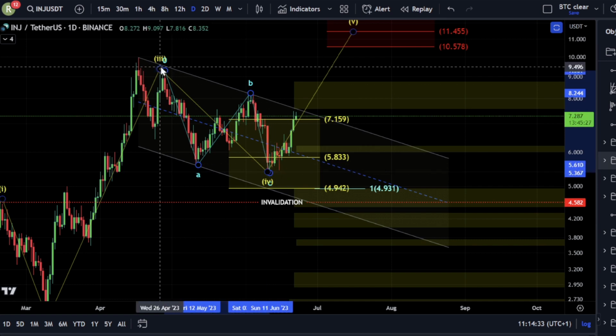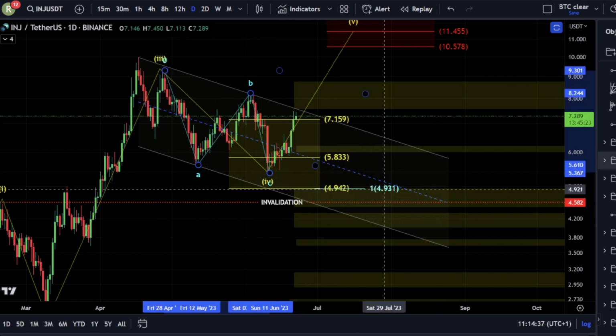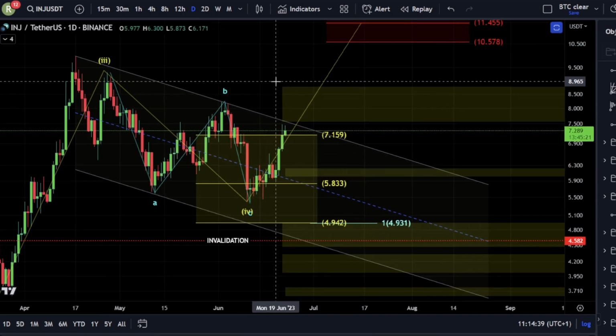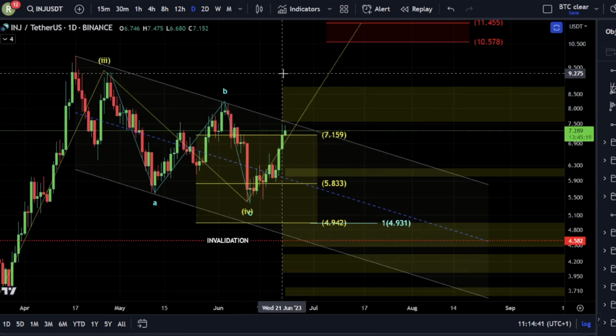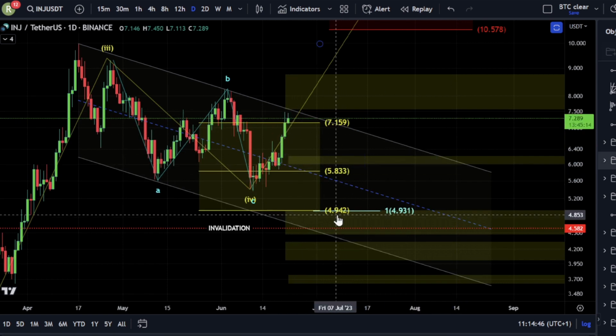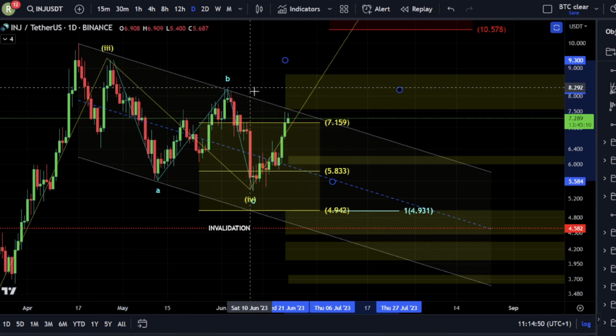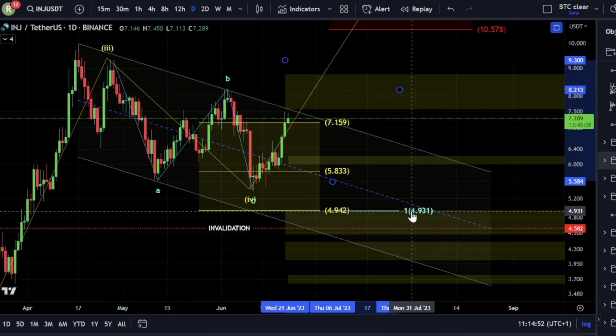Now, we could argue that this is just ABC and we've completed into here. However, we need to be aware there is still potential, as long as we fail to break back above this high of this 927, that we could be looking for a breakdown one more time. And this 1-to-1, where this is A, B, and then looking for this is a C wave, would be down here at this $4.93.